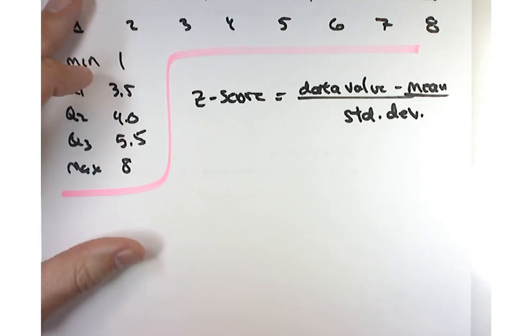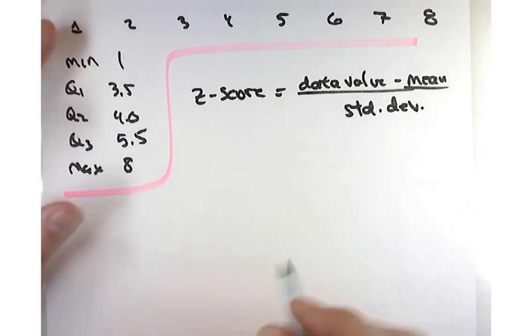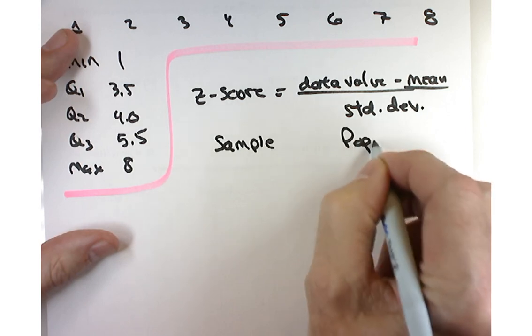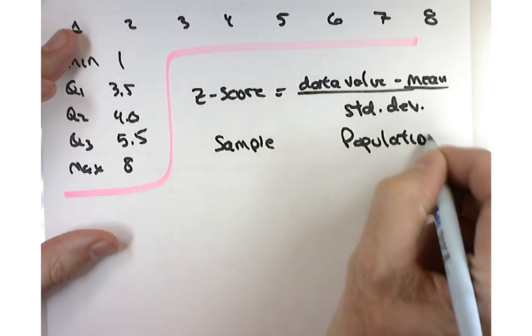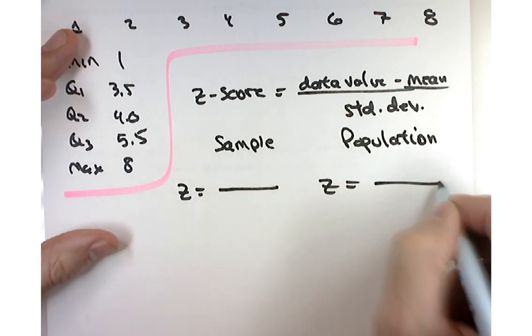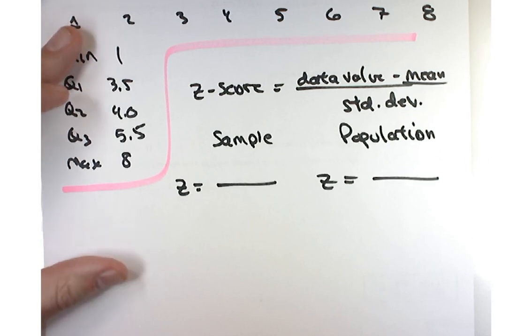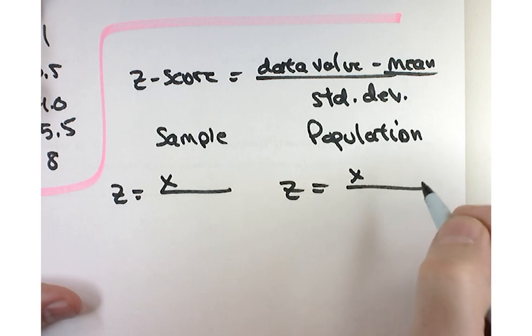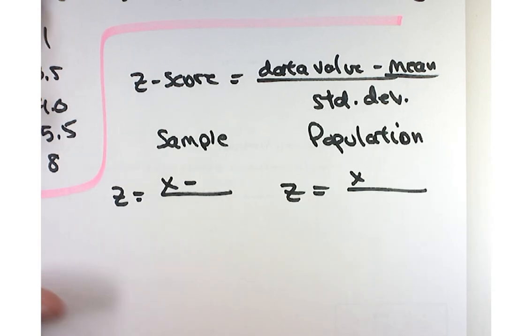Now, I'm not going to write it like that, like, ever again. It's going to depend if you're working with a sample or a population. The calculation is going to be the same, but the notation is going to look different. If you're dealing with sample data, then your data value is just X. Same thing here. Data value is going to be X either way. What's the notation that we use for the sample mean? Does anyone remember? That'd be X bar. That's your sample mean.